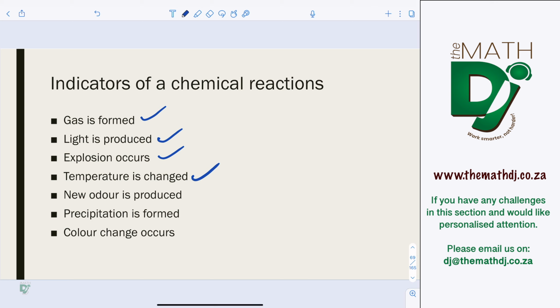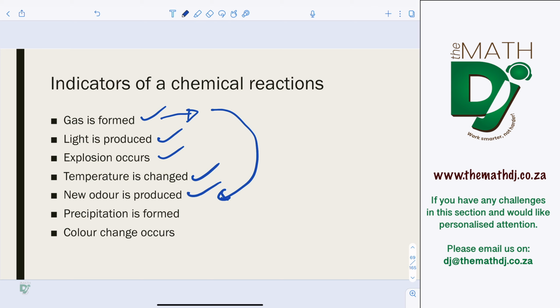Either heat is absorbed, so the temperature will reduce, or heat is released, so the temperature will increase. These are endothermic and exothermic reactions. And number five, a new odor is produced. Sometimes you can see a gas being formed, and this gas can also have an odor, indicating that a new substance has been formed. But sometimes the formation of a substance can just create an odor.